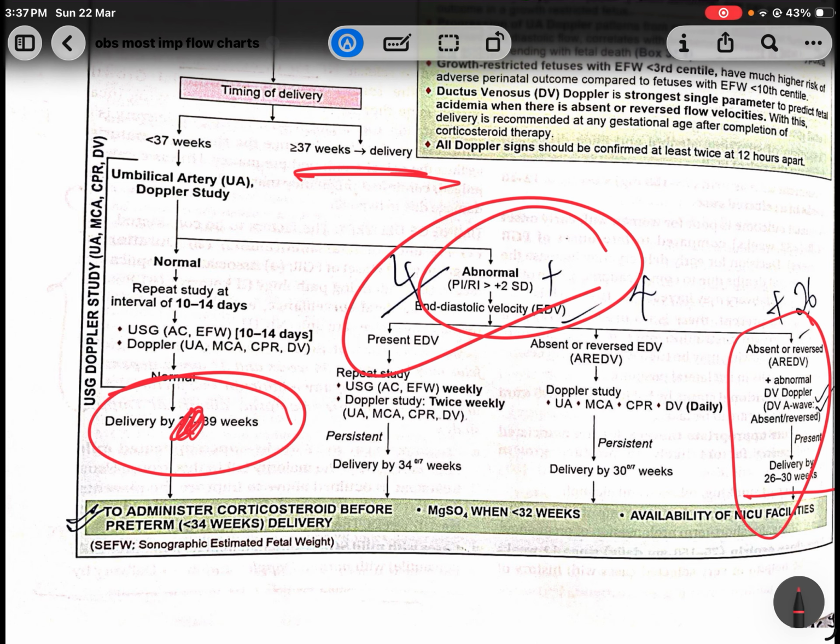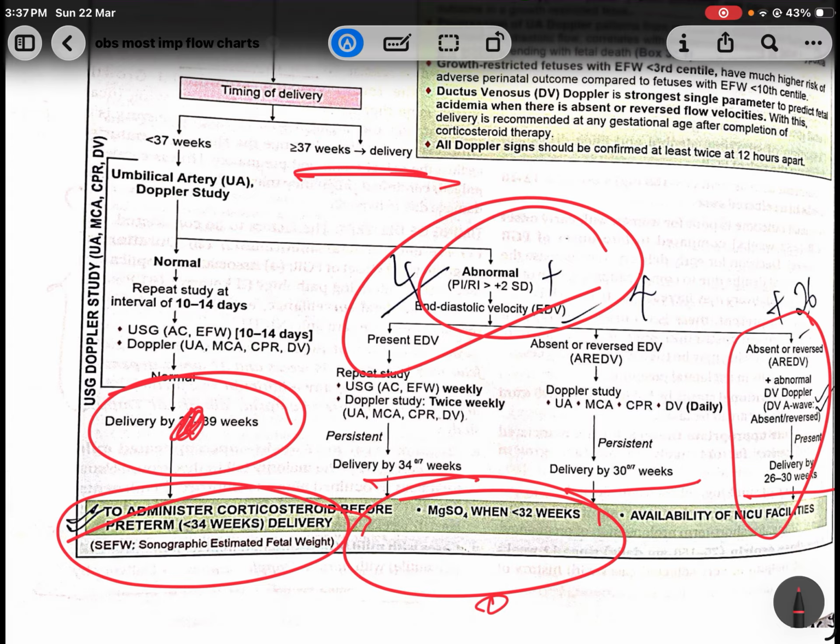So I think that part is clear. See, again, 34, 30 and 26 to 30, provided you also need to talk about this. Also, one more thing which you need to talk about is the antibiotic prophylaxis, that is GBS if it's required. Okay, so this is the basic outline overview which I wanted you to know.